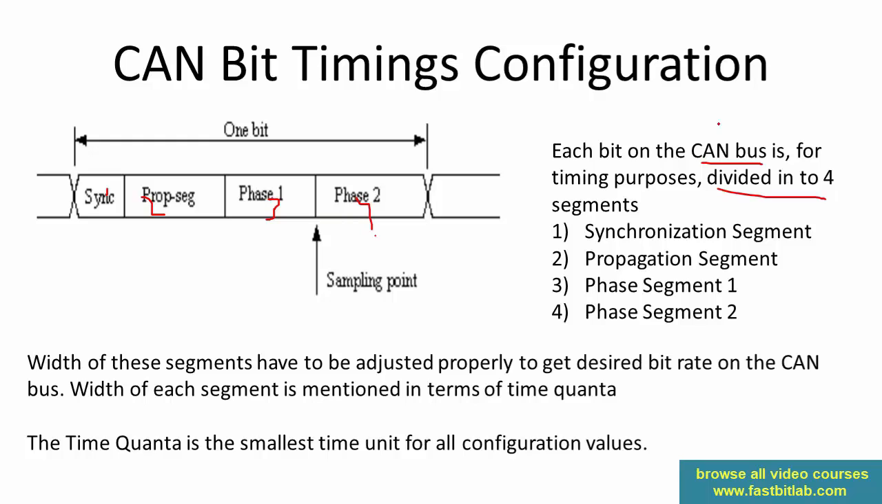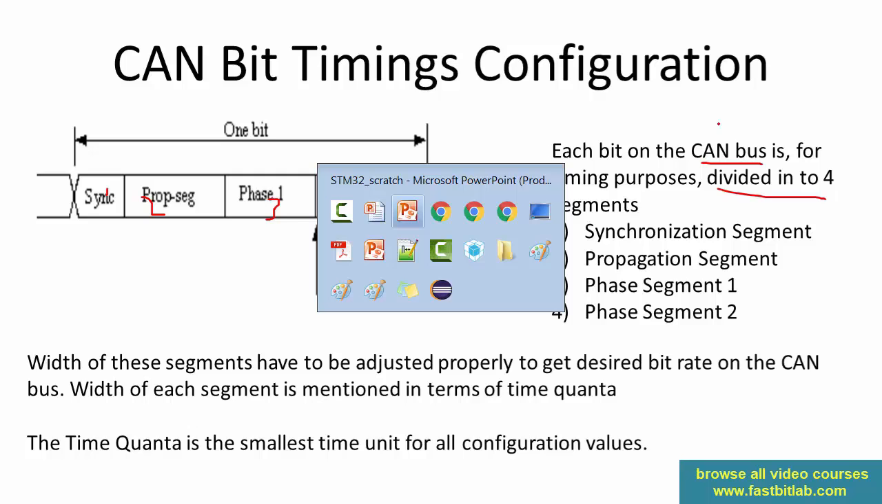Now how to determine time quanta? What is the width of one time quanta? You have to calculate that based on the clock frequency you supply to the CAN peripheral. So for example, let's go to our application.